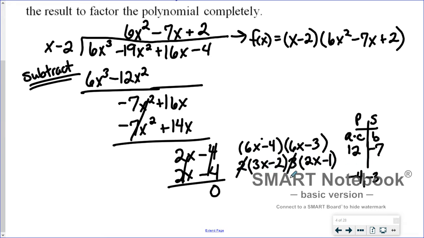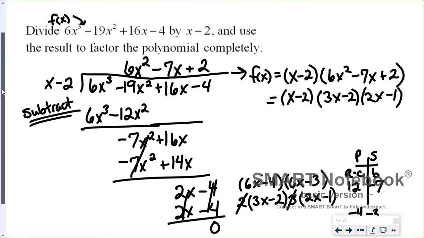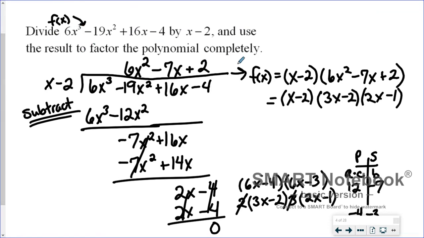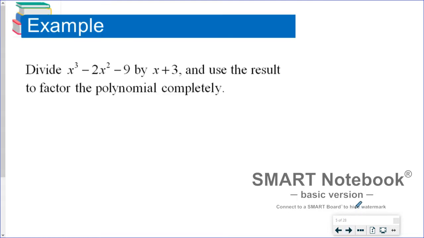Now this is my factorization. So I have 3x minus 2 and 2x minus 1. I'm done. This thing is now completely factored here. And we are done. Okay, so let's try this again.